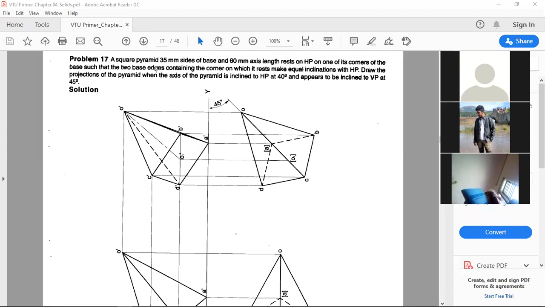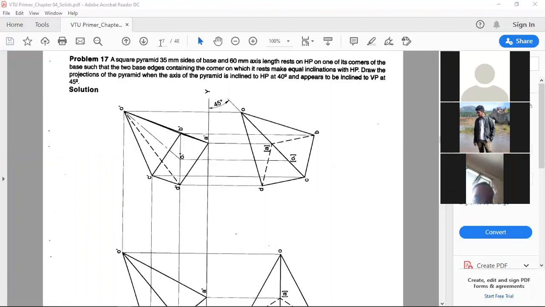In the last class we discussed the square prism and pentagonal prism. Similarly, here we discuss the pyramids. Pyramids have only one base and an apex. The apex is joined to the base corners by slant edges. Those slant edges are called OA, OB, OC, OD, like that.